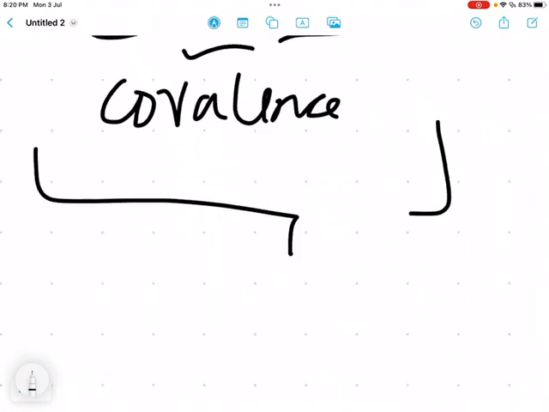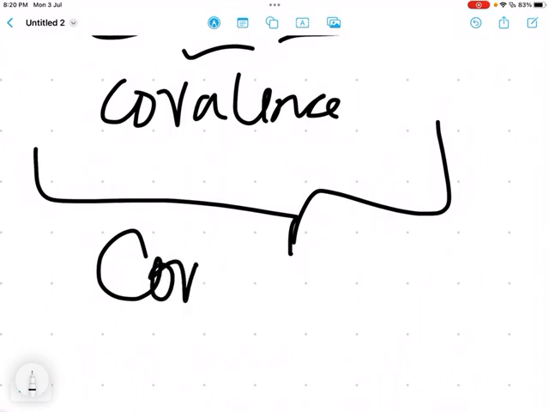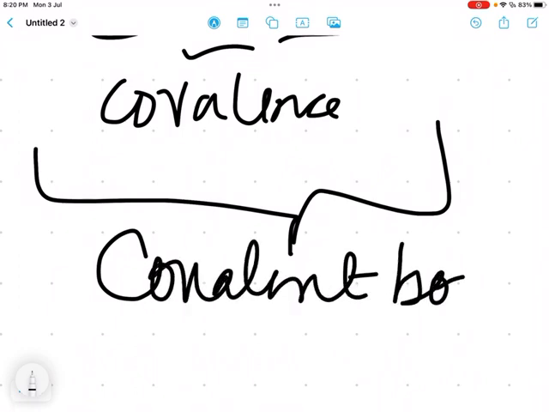The nature of the bond formed between two atoms depends on the electropositive and electronegative character. We have learned all these things. Now we are going to see the characteristics of bonds. This is very important, so kindly make a note.